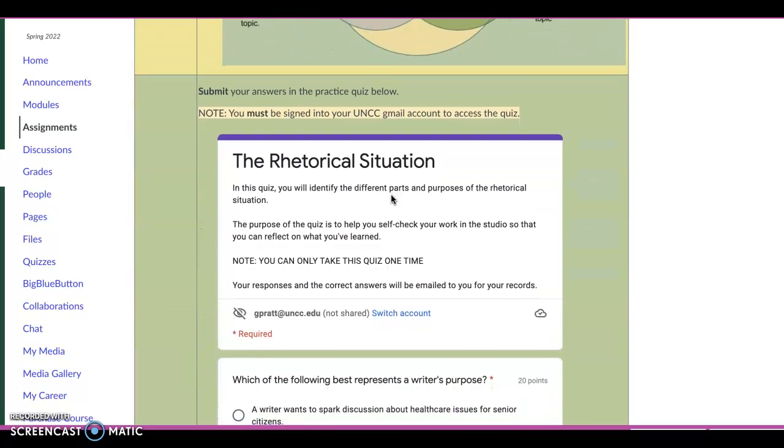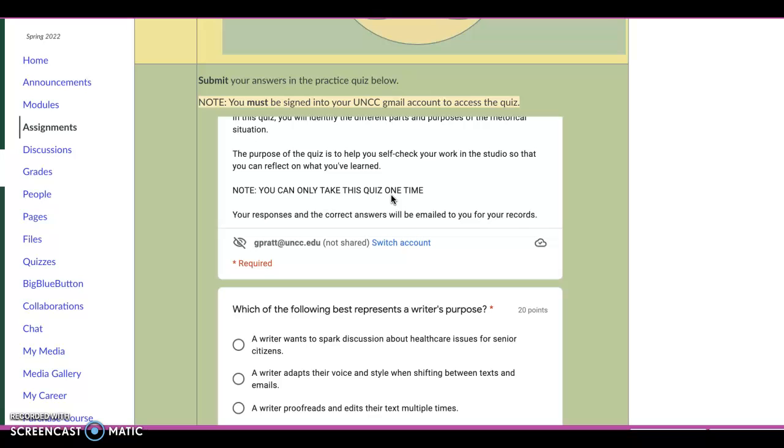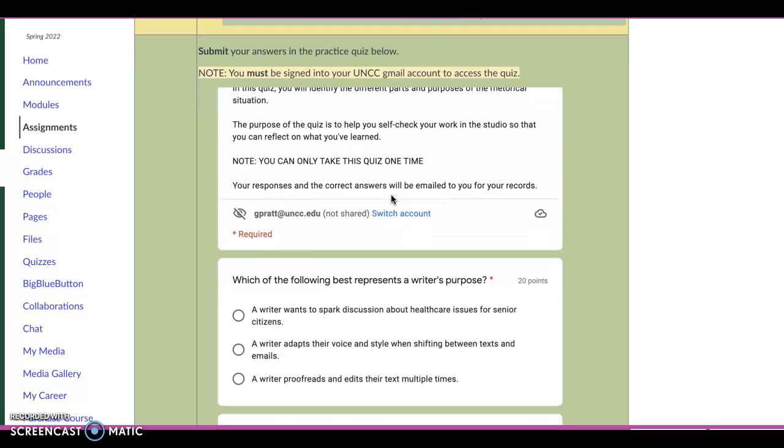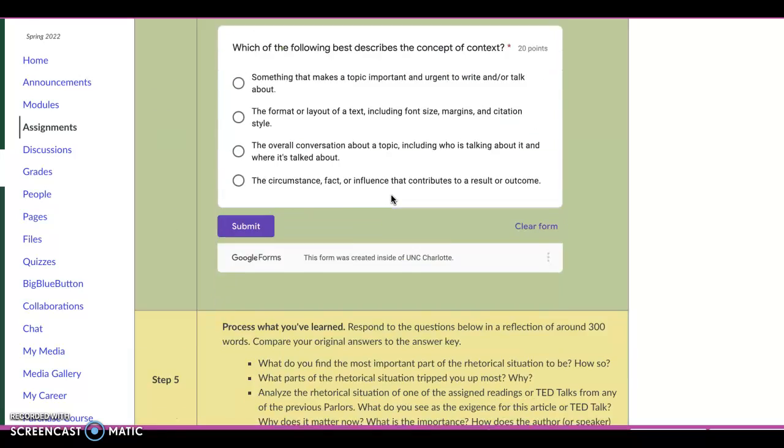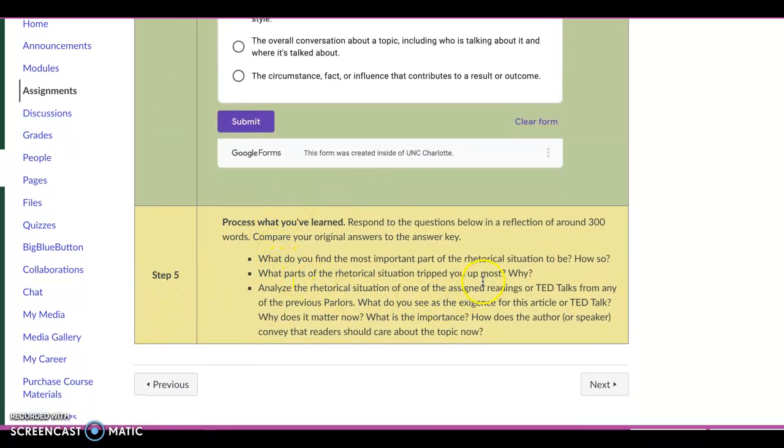And then there's a practice quiz. You'll have to be in your UNCC account, so if you're not able to see it, that's the reason why. And then you have finally a reflection. You'll put this together just like the last studio, all in one document or in the text box to submit it.